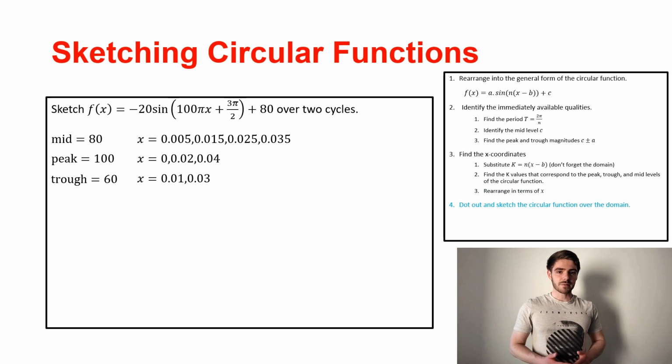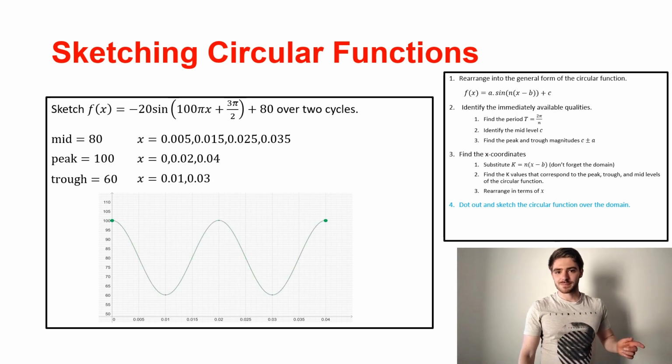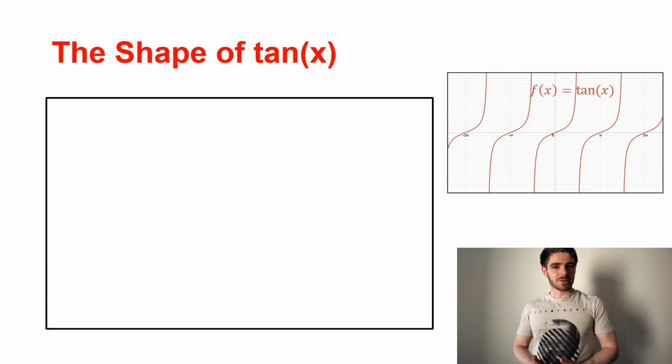Now we just need to dot it out and draw a curve through it. So starting at the mid-level, now the peaks, now the troughs, and finally we'll draw a curve connecting all of those dots. Tan x has a strange looking graph.